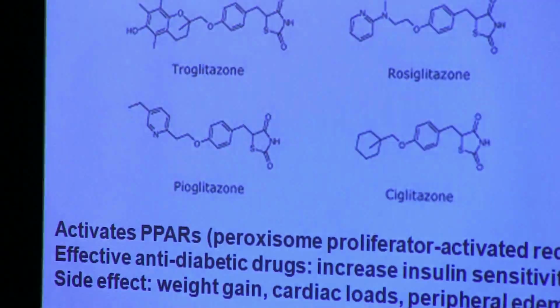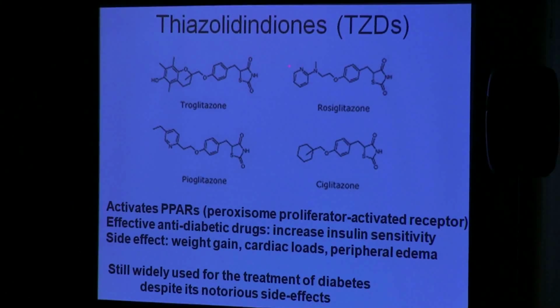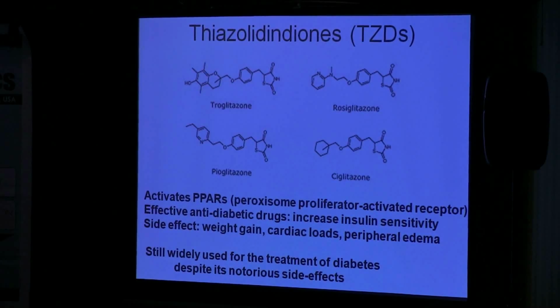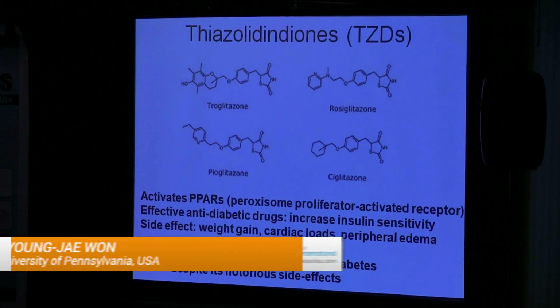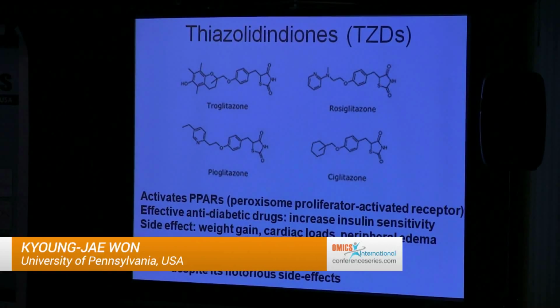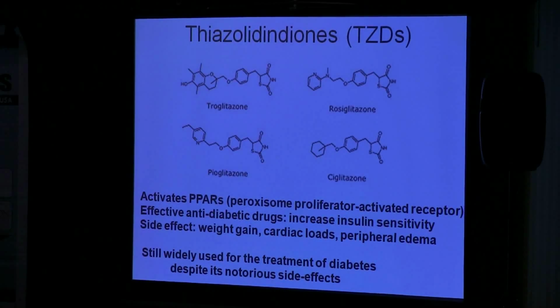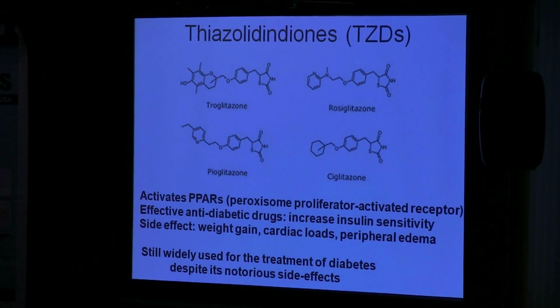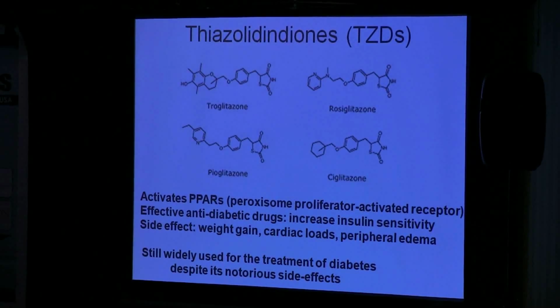So if we go back to our story, I would like to talk about the mechanism of the anti-diabetic drug called TZD. Especially, we use Rosiglitazone here. TZD has been used because it has a therapeutic effect. It actually increases insulin sensitivity really effectively, but it has some notorious side effects like weight gain, cardiac growth, sometimes cardiac attack, and peripheral edema. So it really restricts the use of this drug. However, it is still widely used because of the effectiveness of this drug.